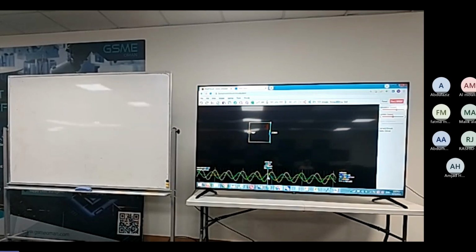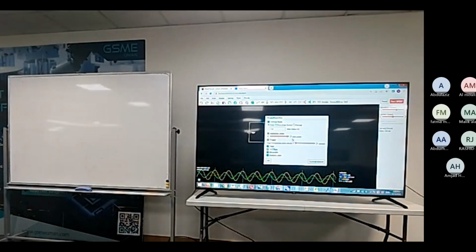From here, 1, 3, 4, almost 5. And how much is that, 200 microseconds? Multiply by 5 is 1 millisecond, which means your calculation was right, that's 1 kilohertz.